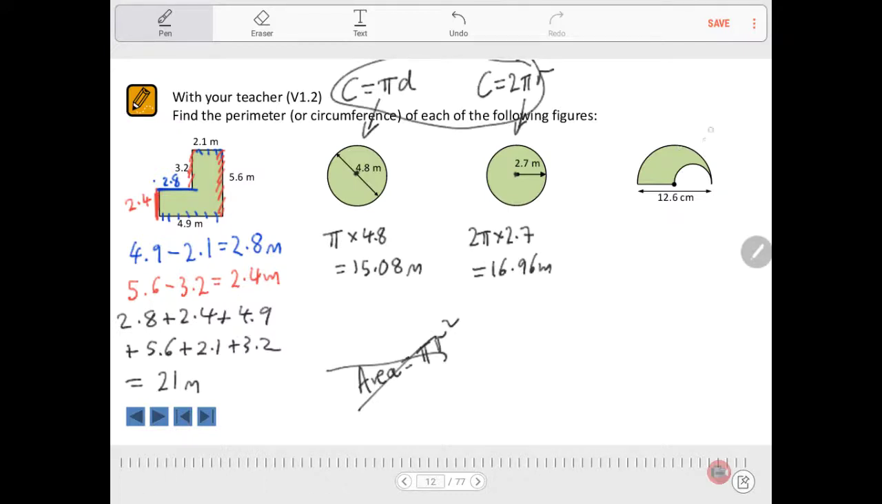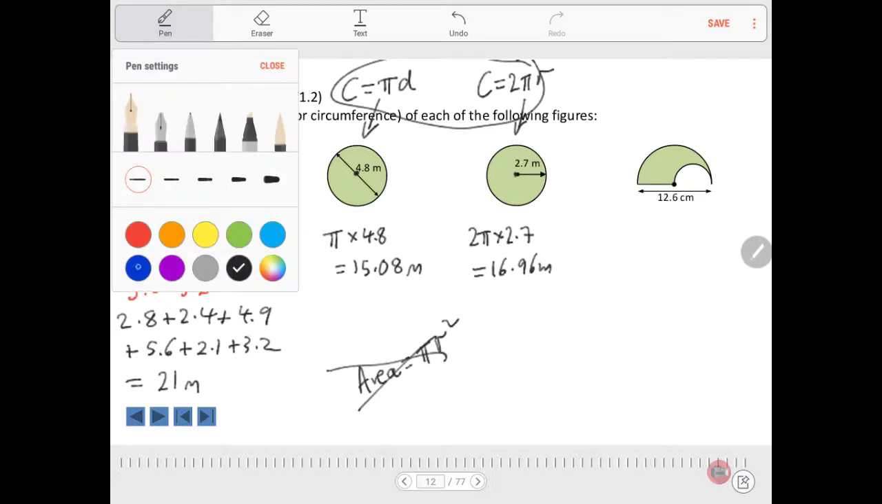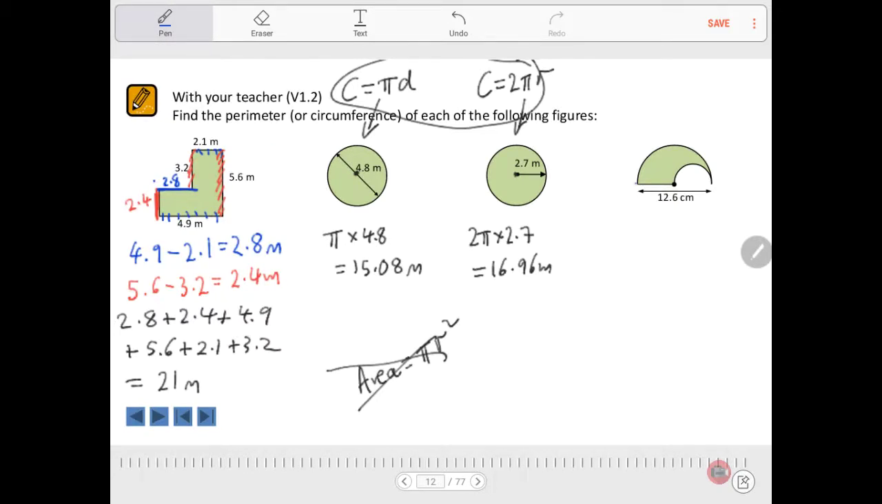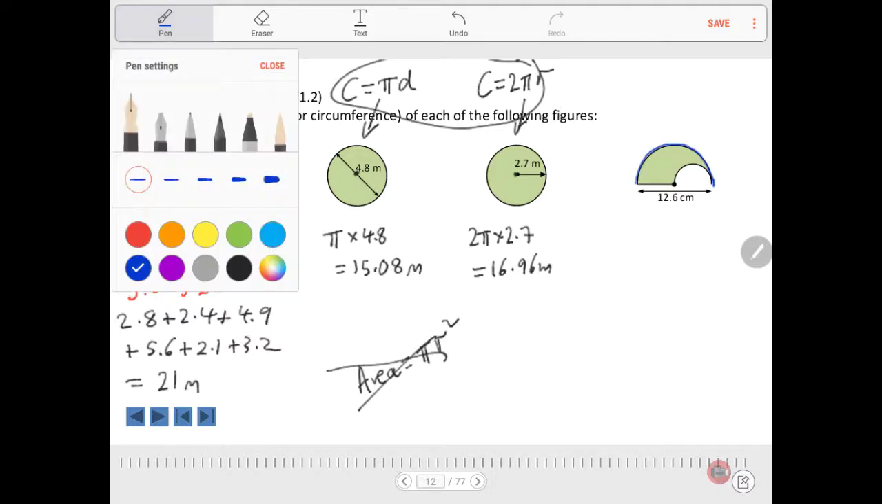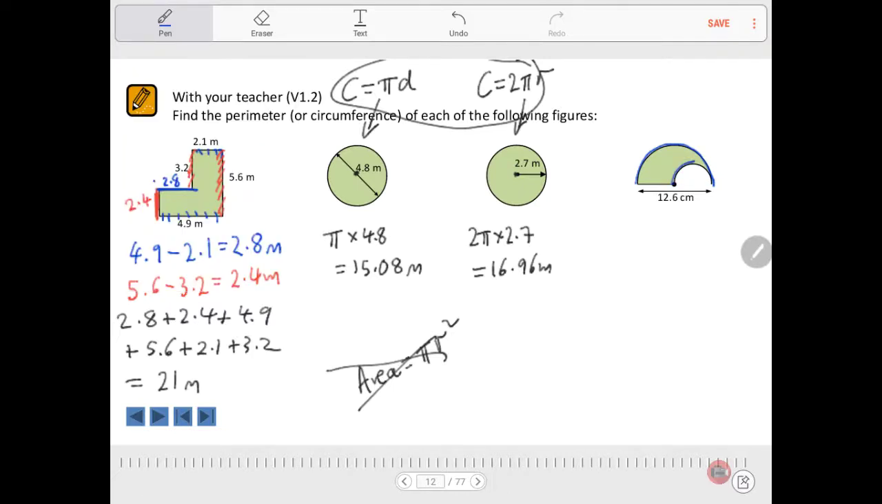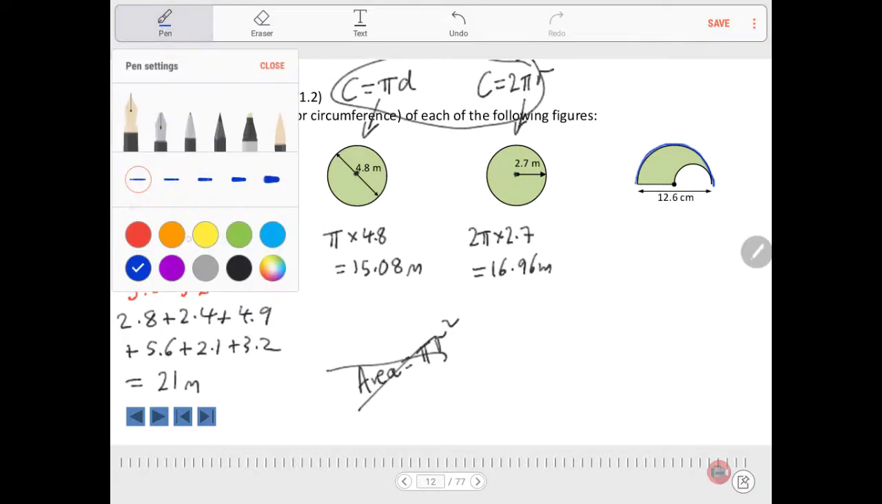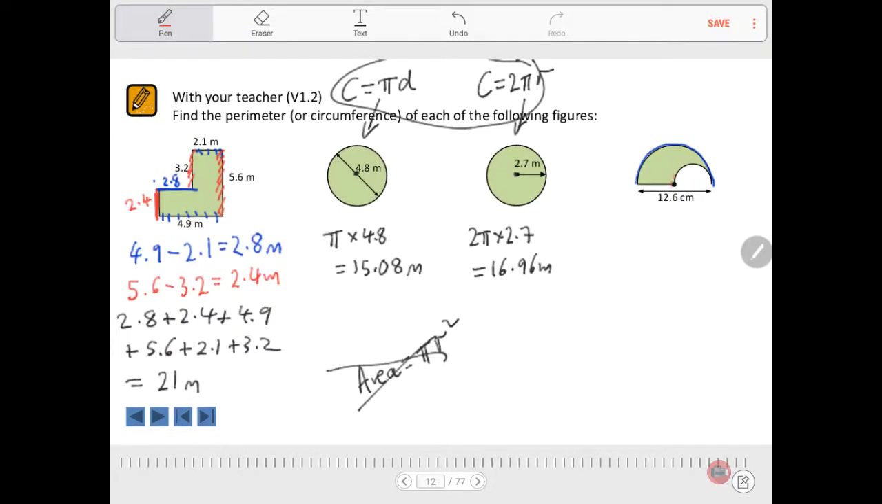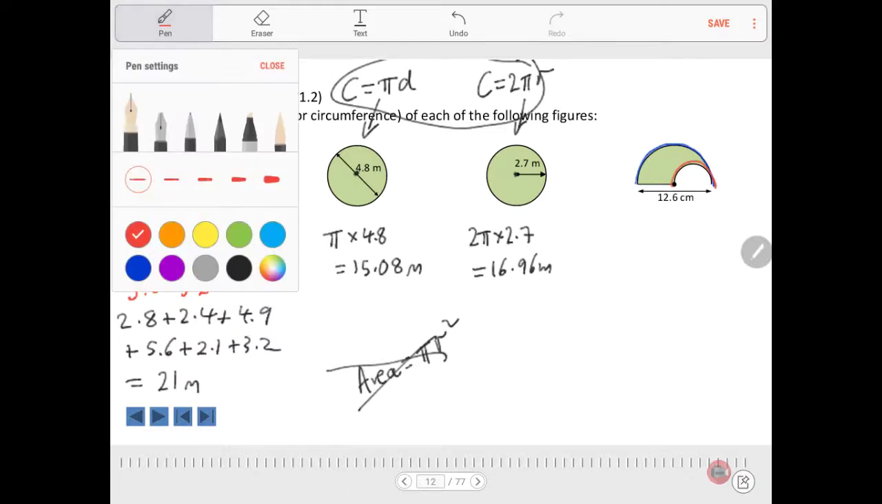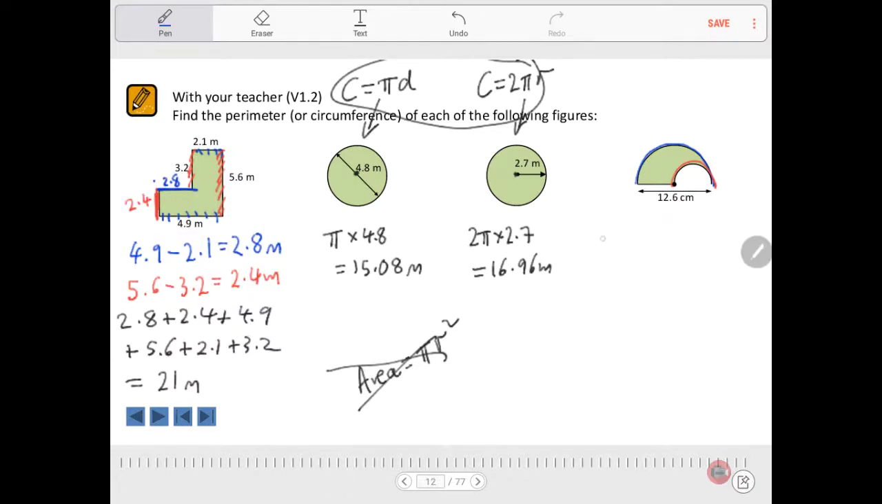Okay, this last one here is interesting. It contains two curved sections, this larger semicircle, a semicircle being a half circle, and this smaller semicircle. Okay, so we'll find these two separately. So, for the blue section, I'm going to do this blue semicircle first.